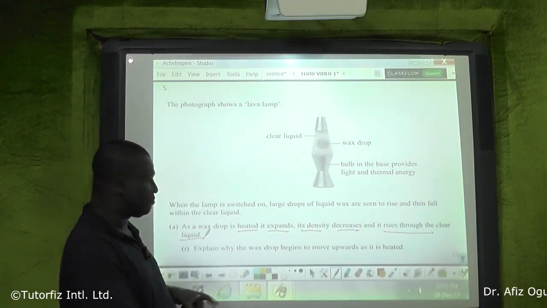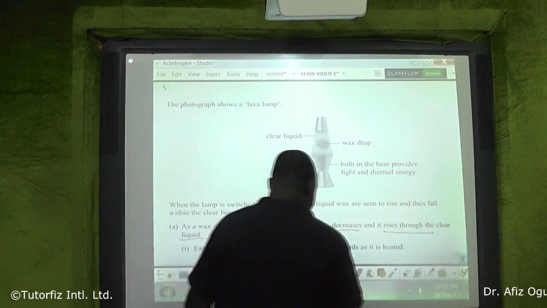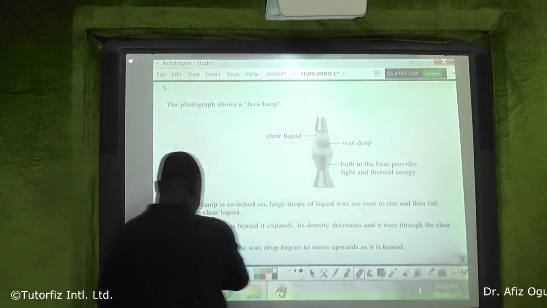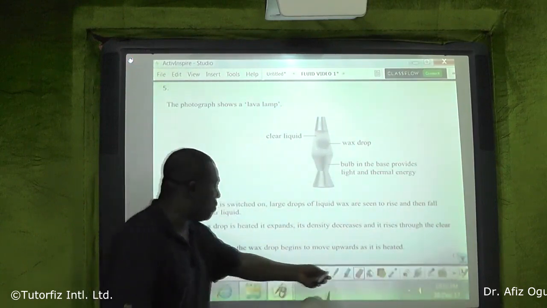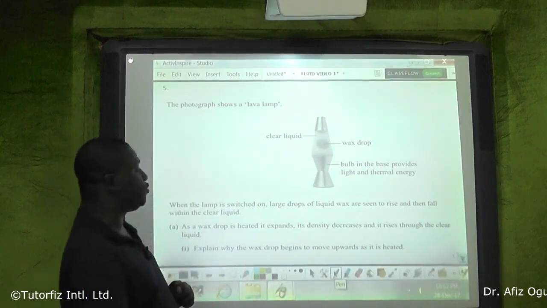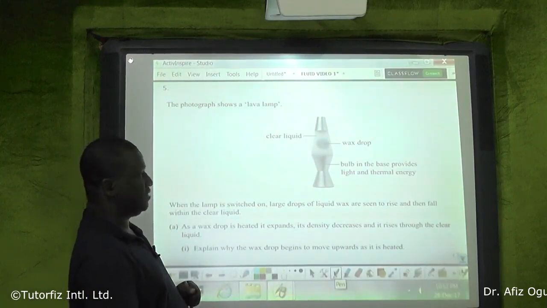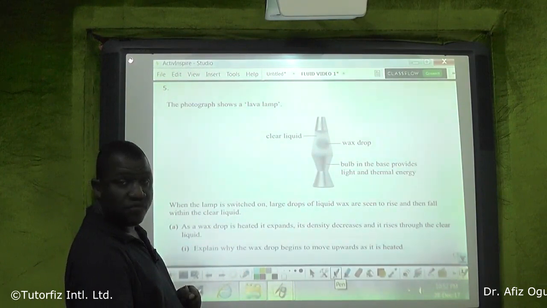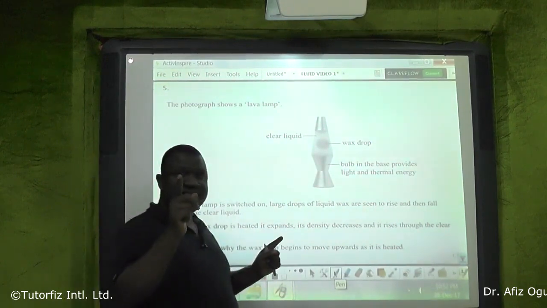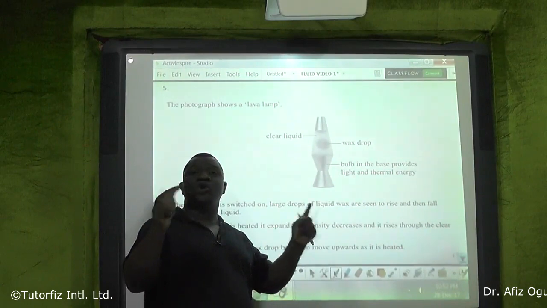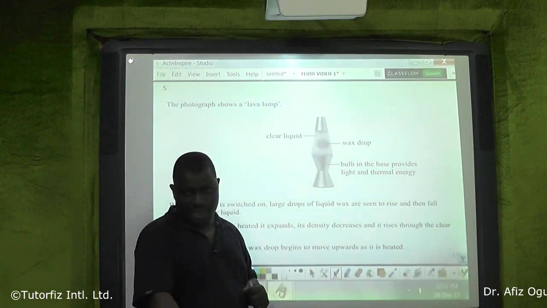Now, okay, they say explain why the wax drop begins to move up as it is heated. Why does it begin to move up as it is heated? Now, we are going to use up thrust and flotation here again.